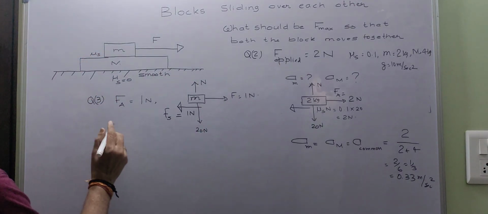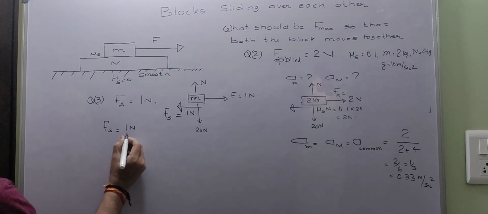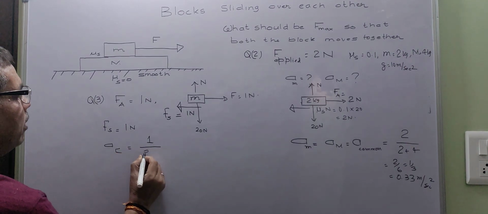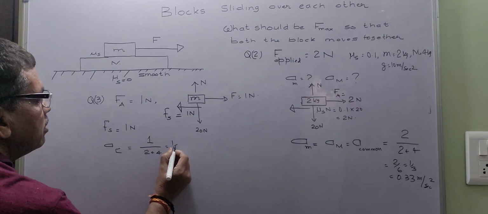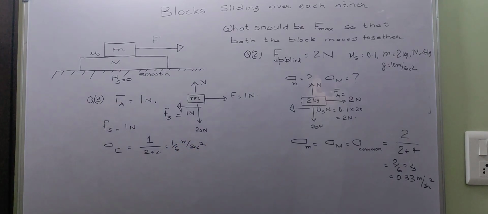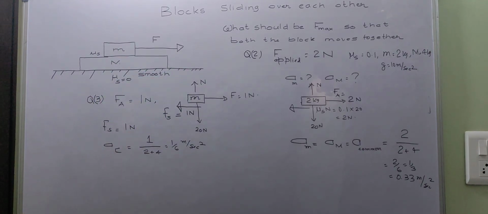Now in this case, the static friction developed between these two blocks will be only 1 Newton. Again they will have common acceleration that can be written as 1 by 2 plus 4, 1 by 6 meter per second square. Now this is the value when the applied force is smaller than the maximum force. Now let us see some more values of F.